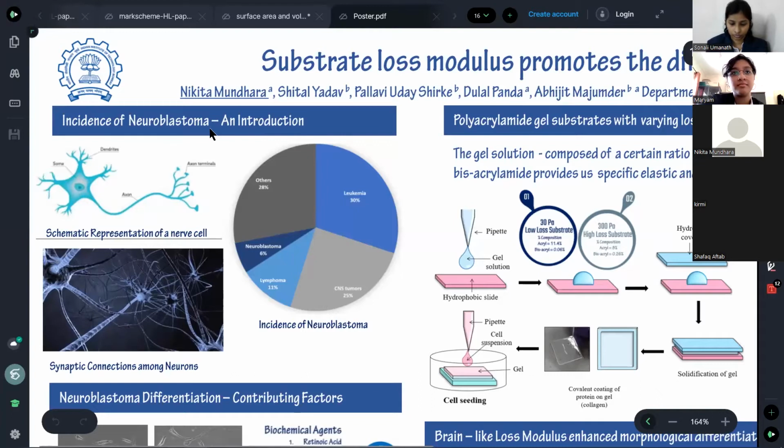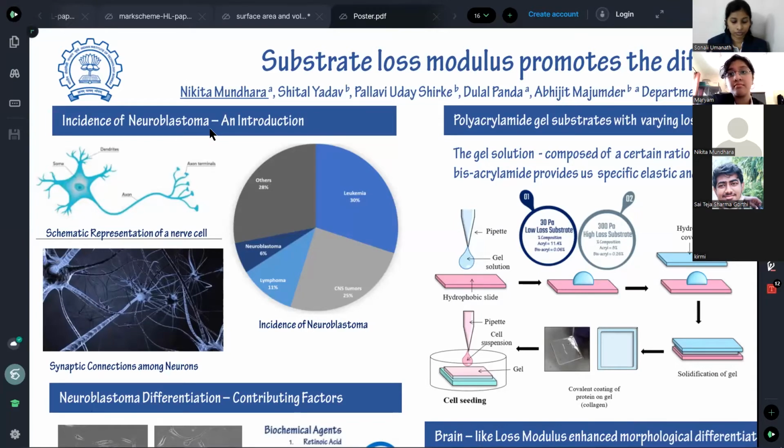This particular type of cancer happens in the immature neurons. So it happens in kids, or I would say infants, below the age of 5 years. And it is very prevalent: among all the childhood cancers that happen, 6% is neuroblastoma. So it has its specific position in numbers among the infants.